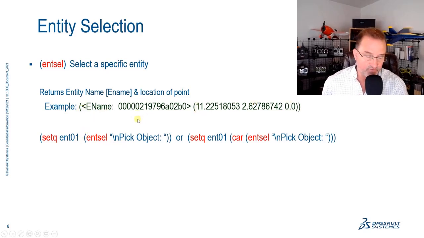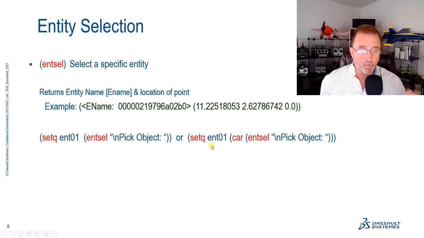Now, oftentimes I just want to grab the entity name, not both of these pieces of information. And so I may want to strip out the rest. In order to do that, the function we use, remember, to pick the first item in the list is called car. So this is most likely how you're going to use this function. You're going to say, I want to pick this object using entsel, I want to grab the entity name from there, and I want to set that entity name to ent01.